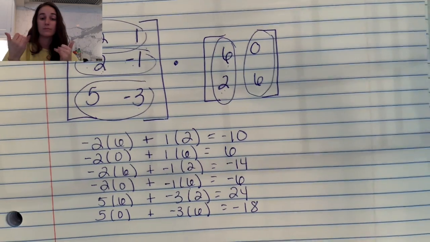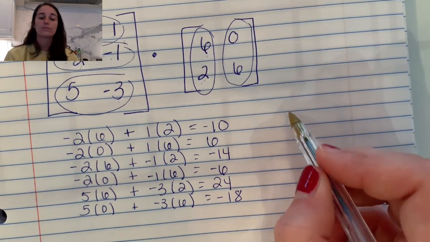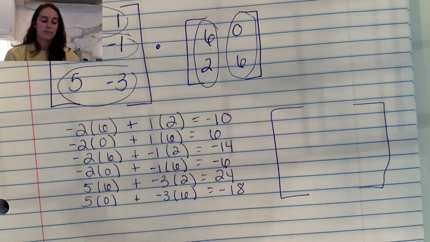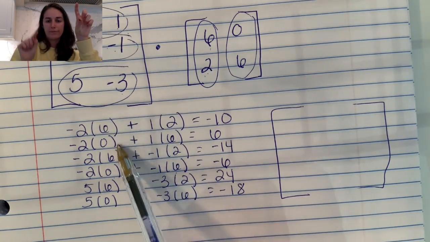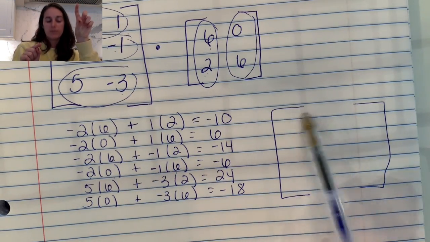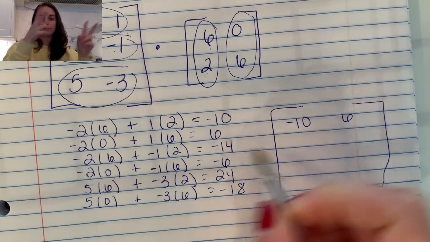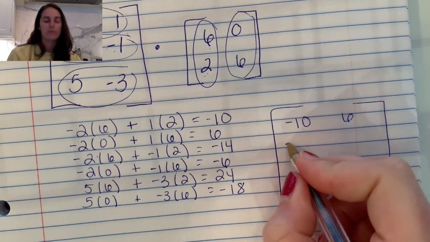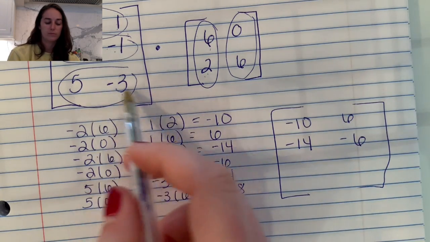Okay, so I'm going to go ahead and write my answer in a matrix. We used this first row for these two, so that means that's going to be our first row here: -10, 6. Then this is our second row, which is these two numbers: -14, -6. And then this is our last row.